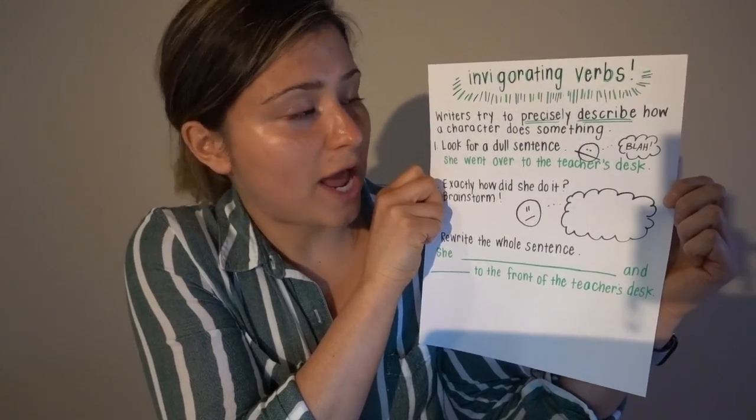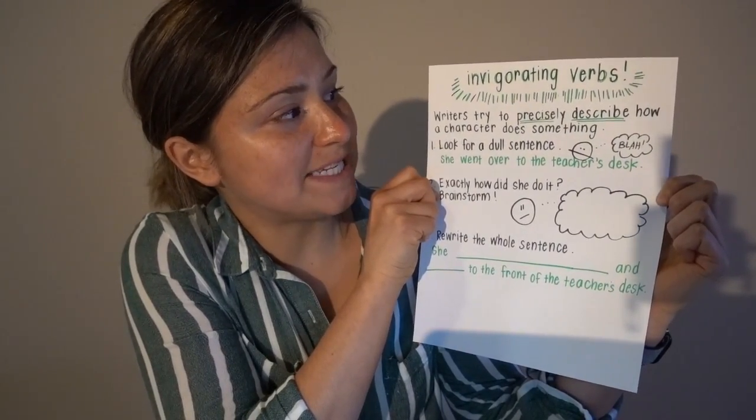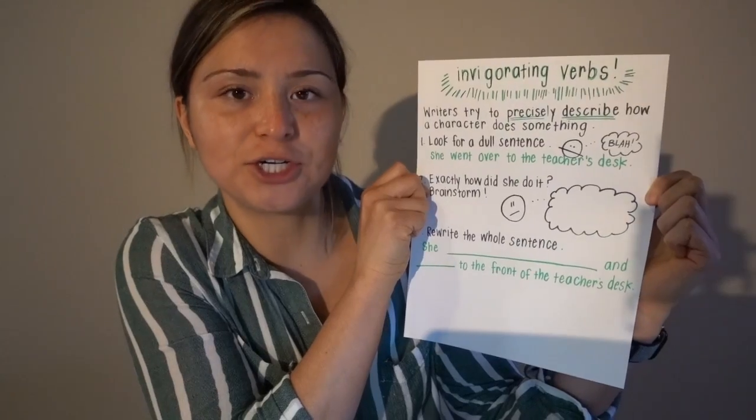The trick is to read around the verb and think to yourselves exactly how did the character do it. So what you can do then is replace that verb with a phrase or a more invigorating verb that really describes exactly how it happened in the story. So for this strategy, writers try to precisely describe how a character does something.